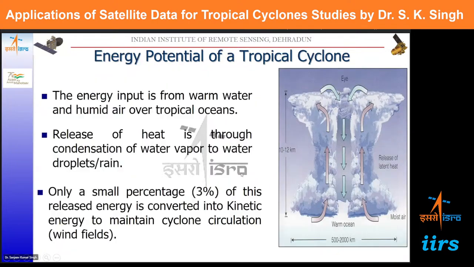What is the energy source of the tropical cyclone? Mainly, it is warm water and humid air over the tropical ocean. Once this moisture goes up, it is converted into water droplets and forms clouds. During condensation, the conversion from water vapor to water droplets, it releases latent heat. This latent heat is further converted into kinetic energy, and this kinetic energy maintains the tropical cyclone circulation.